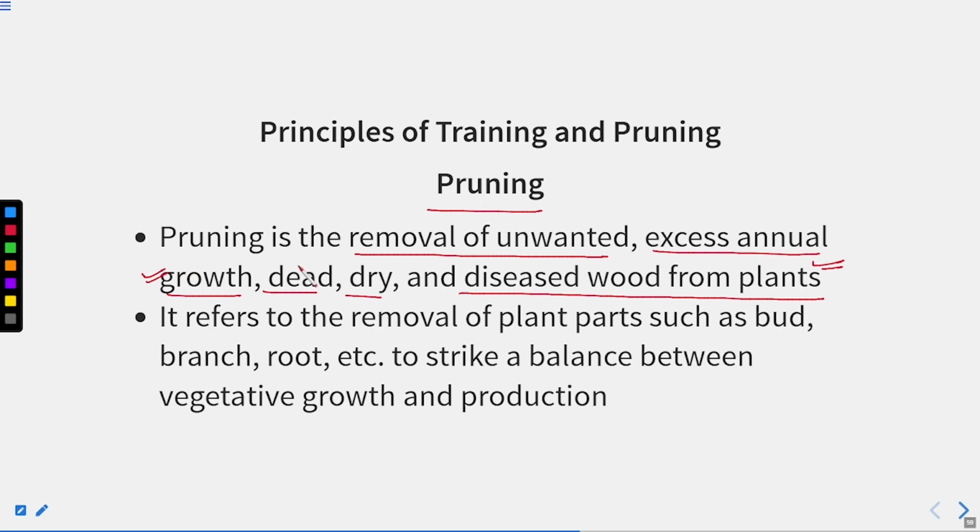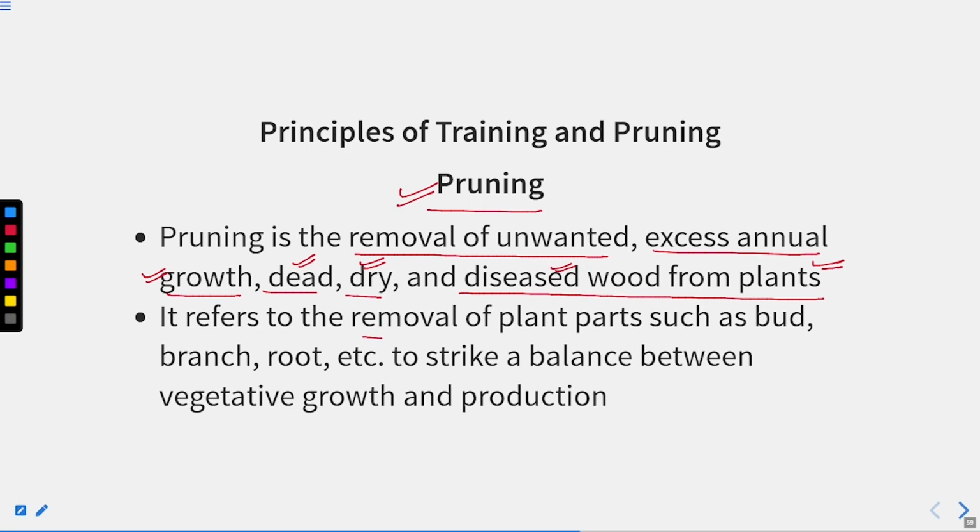And sometimes the branches become dead. So the removal of that dead part is pruning. Removing of the drying leaves is also pruning. And sometimes there is diseased wood, or the leaves of the plants are diseased, right? With certain attack of bacteria, fungi, or any pest, right? So that we have to remove, and this also comes under the process of pruning.